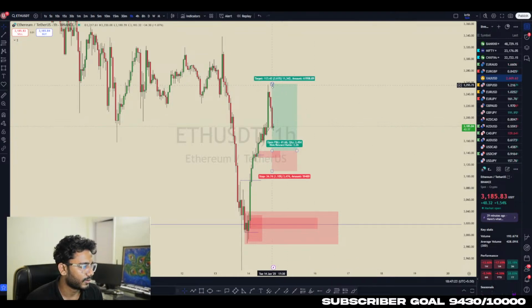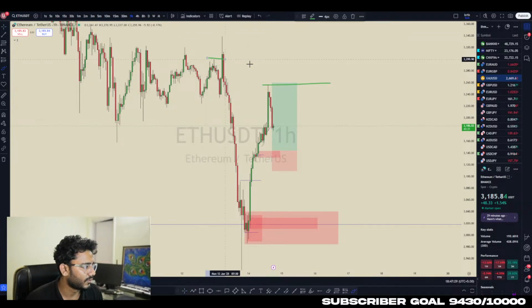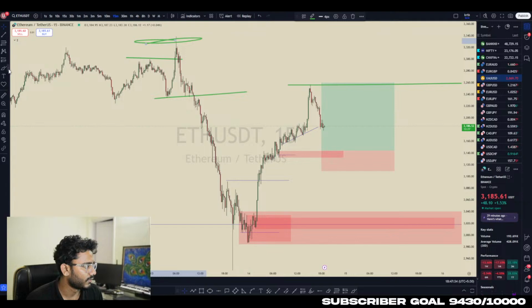Okay, so I think price will continue to the upside and sweep out this high. And on the sell side, we also have this inducement. So let's see. We have this unmitigated block here.